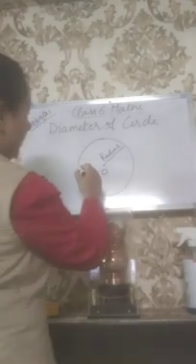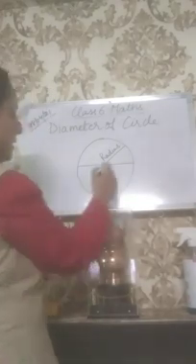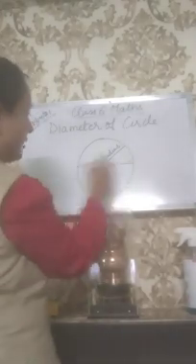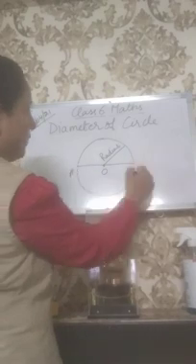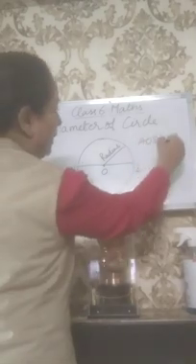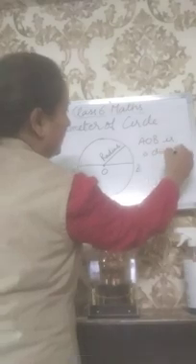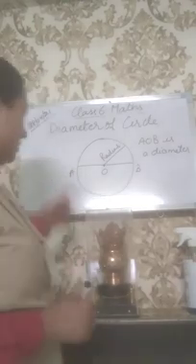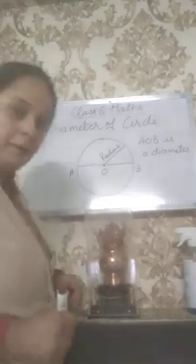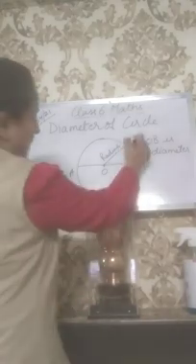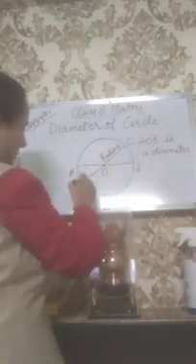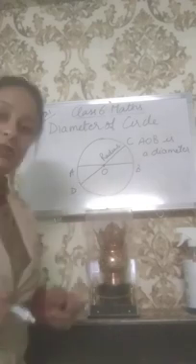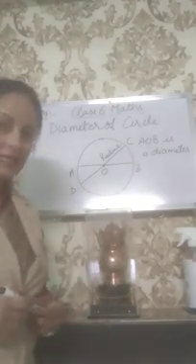So, can I say this is my diameter since it is passing through the center and touching the circle in 2 points, right? So AOB is a diameter. Clear all of you? Let's name this as C, and can I say COD is also a diameter? Yes, it is. COD is also a diameter.